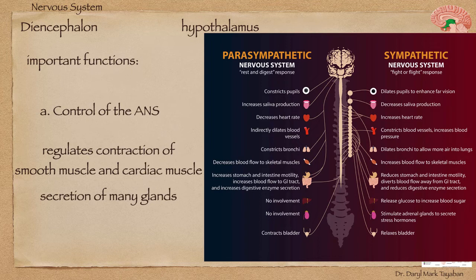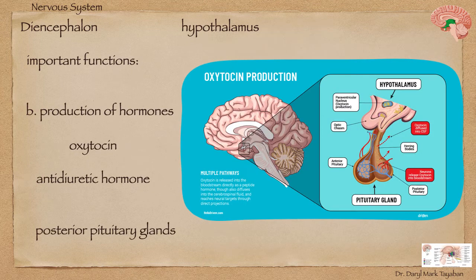So in correlation with that, it's the hypothalamus which is responsible for such a system or part of the nervous system or action. Now, letter B. The hypothalamus is also responsible for the production of hormones, specifically oxytocin and the antidiuretic hormone. Nice to know. I placed the picture.